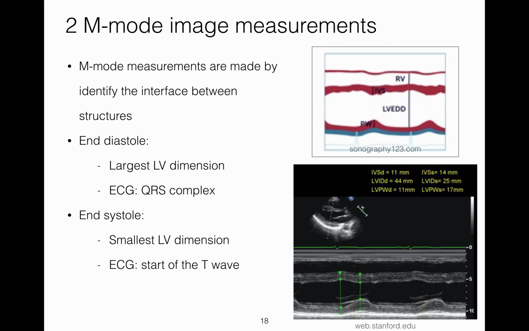M-mode image measurements. M-mode measurements are made by identifying the interface between structures. And diastole measurements are made by identifying the LV when it's largest. Secondarily, reference to the QRS complex on the ECG can be made. And systole measurements are made when the LV is smallest. And again, reference to the T wave on the ECG can be made to ensure timing.